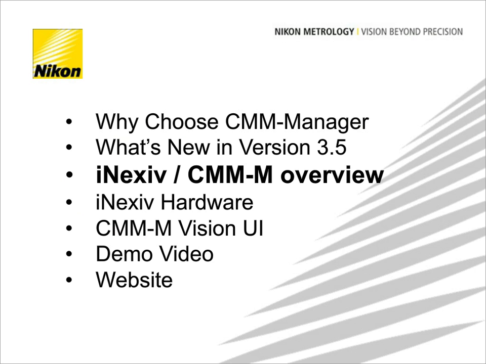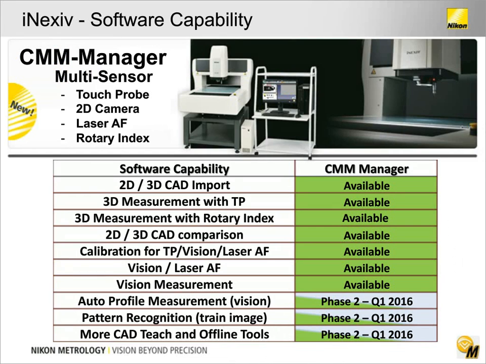So an overview of the iNexiv CMM Manager integration in terms of functionality. Well, as we discussed, this is a multi-sensor system. It's available in 3 sizes. The smallest is a 2520, so that's 250 millimeters by 200 millimeters by 200 millimeters volume. The largest of the 3 systems is a 6555, so that's 650 by 550 by 200 millimeters.